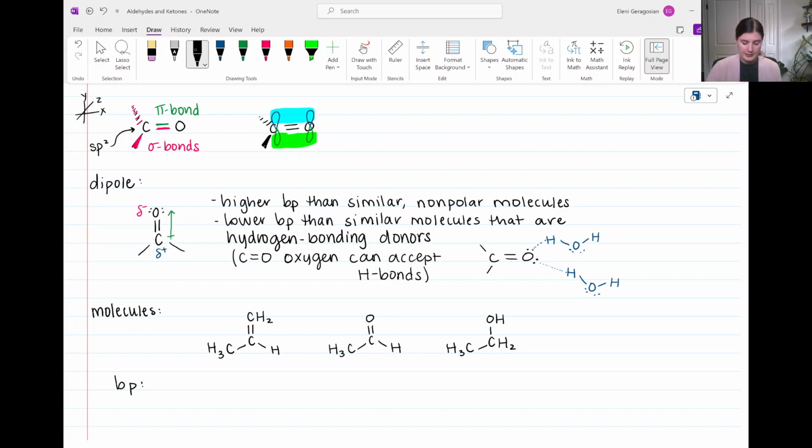And then boiling points. So our first molecule, we don't have any dipoles, all nonbonding interactions. The boiling point we'd expect to be really low. Not a lot of energy is required to disrupt the intermolecular interactions, or interactions between molecules, of propene. And the boiling point is low. It's negative 47.4 degrees Celsius.